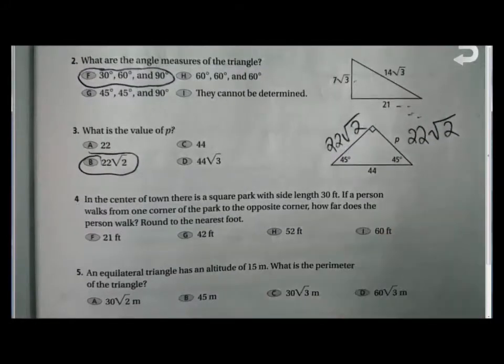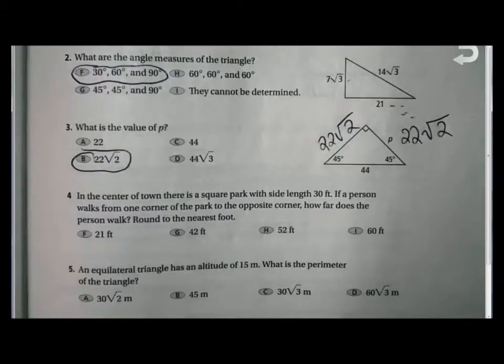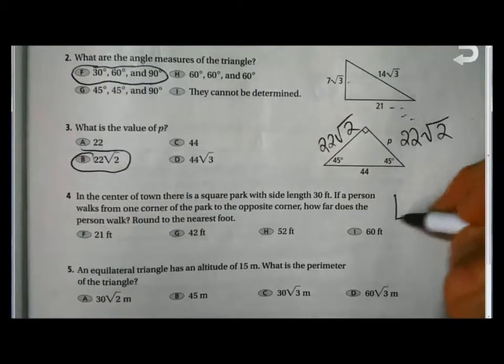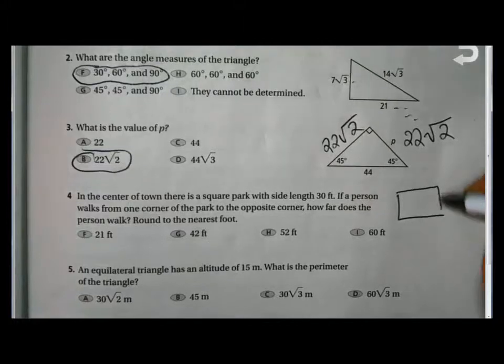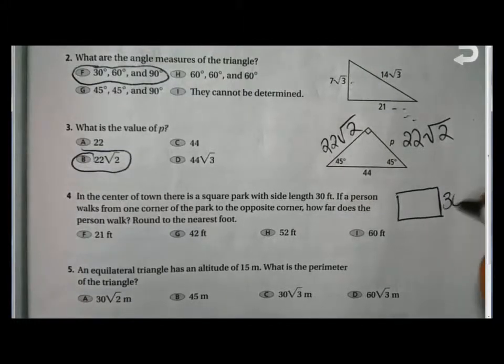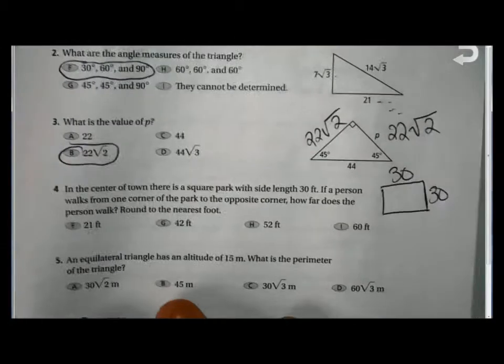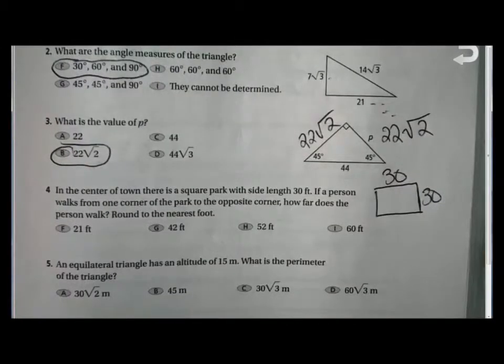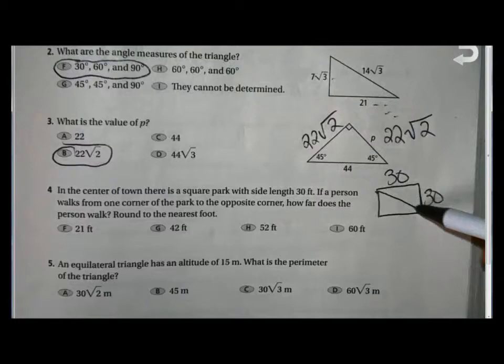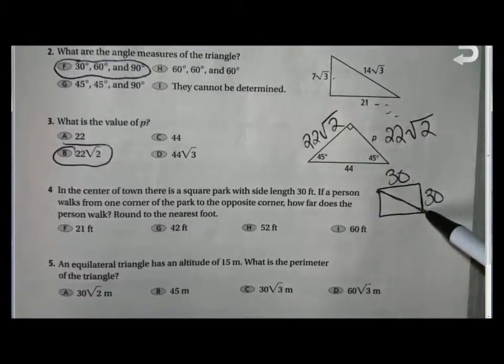It's a word problem, right? And again, what have I told you if you have a word problem? What are you supposed to do? Draw a picture. So a square park with a side length of 30 feet. Everybody see that? And then it wants to know how far it is to walk across that diagonal.